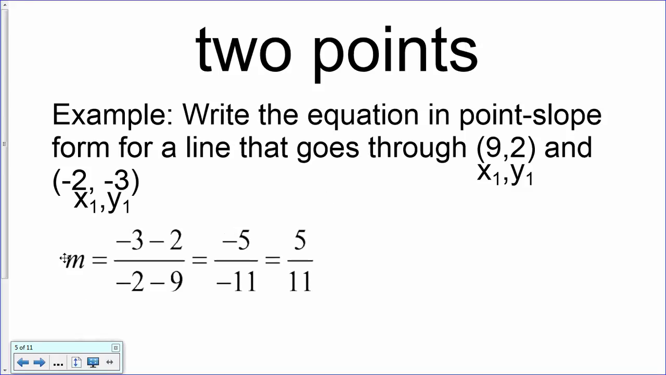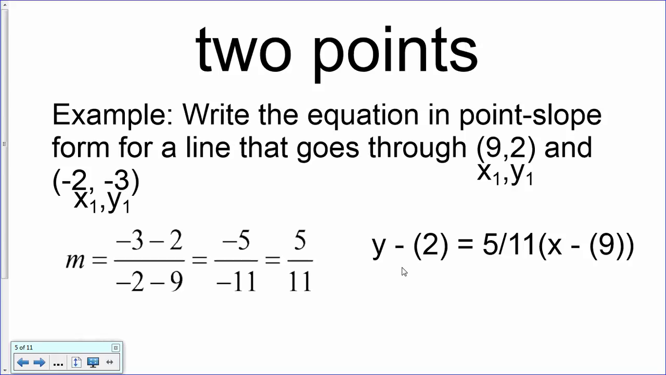Yep. So, you plug in all the stuff. Same thing we did with slope. And we end up getting 5/11. So, if you wanted to pick this point, 9, 2, plug all the stuff in, and then just get rid of those unnecessary parentheses around the 2 and the 9. So you get y minus 2 equals 5/11 times x minus 9.